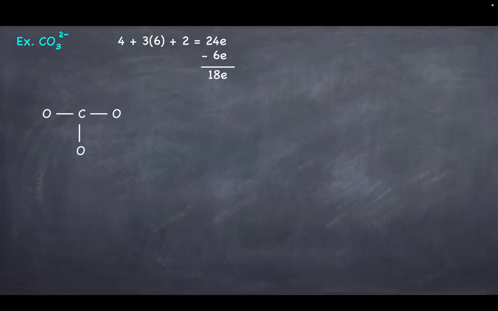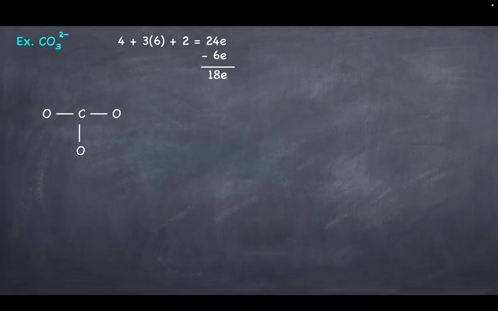So we do the counting of the valence electrons, 4 for carbon, 6 for each oxygen, so times 3. And then the overall charge is 2 minus, meaning there's 2 additional electrons, so 24 electrons in total. Then we put the central atom. We connect it with 3 single bonds to the outside atoms. So far we're using 6 electrons. We subtract 6. So we have 18 electrons left.